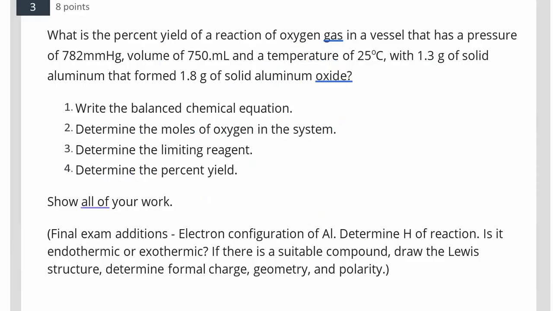And now for the comprehensive question. So what is the percent yield? So we're going to throw back to Module 5 of a reaction of oxygen gas. You have to know that oxygen gas is O2 in a vessel that has a pressure of 782 millimeters of mercury, a volume of 750 milliliters, and a temperature of 25 degrees Celsius. And that oxygen is going to be with 1.3 grams of solid aluminum, so don't forget the phases, and that will form aluminum oxide.